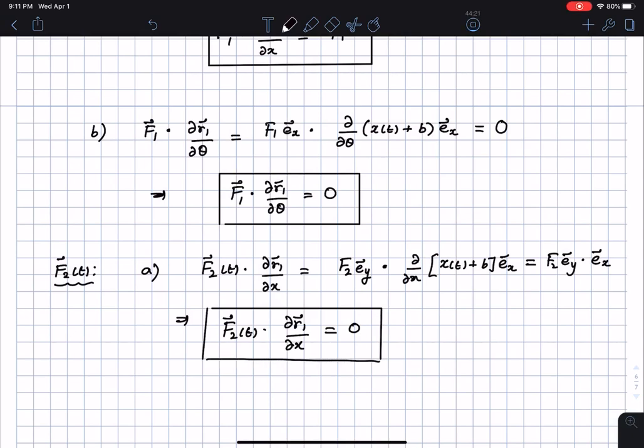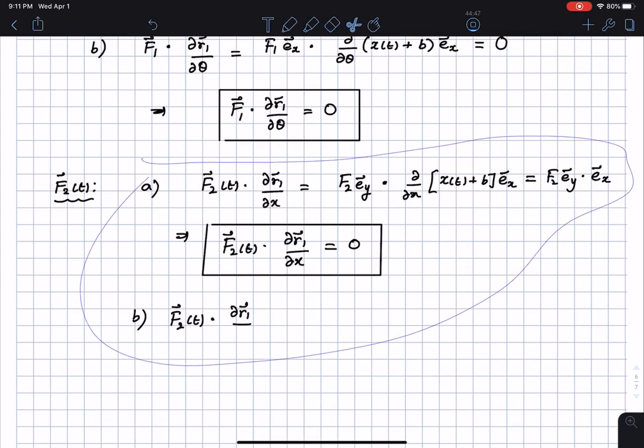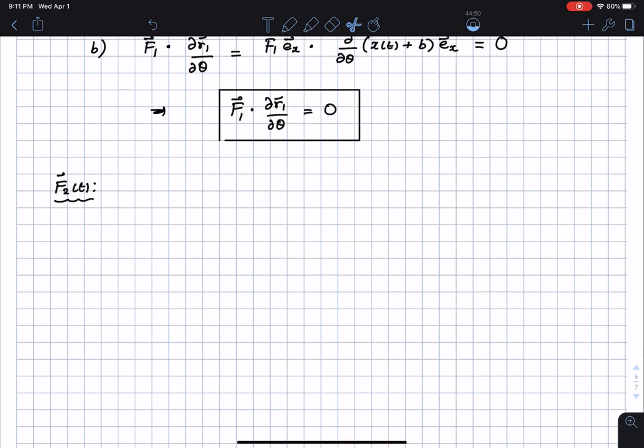the cart. Okay, then I have the other one, F2 of t dotted with dr1 by d theta. I'm sorry, this has to be r2. My apologies for that. I think I have to go back and change this entire thing. So let me get rid of all of this. Okay, my apologies. So if I do that, I start off with a clean slate.